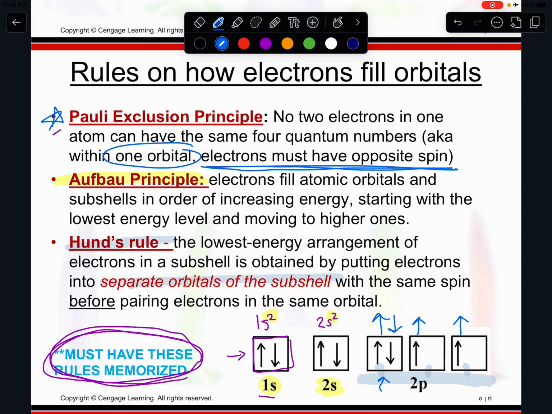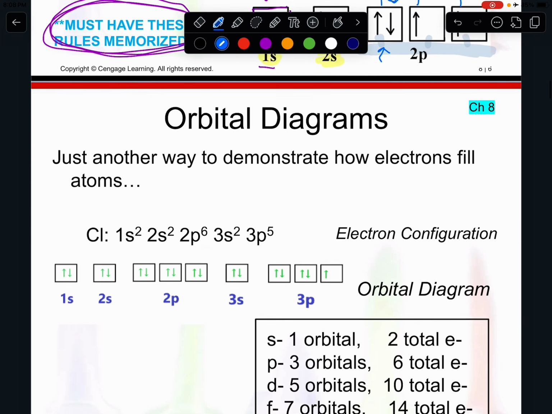Now, the reason why this happens is, remember, electrons are negative. They have a negative charge. And for them to coexist in the same space, they need to actually be spinning in directions that allow the repulsion to be minimized. So we do this by seeing them flipping themselves around. So we're going to go ahead and utilize these 3 rules as we draw orbital diagrams here.